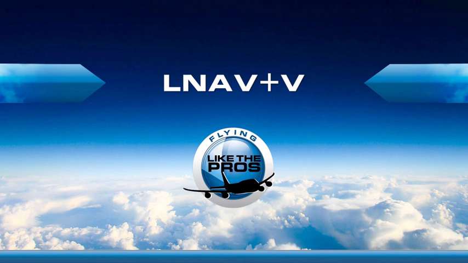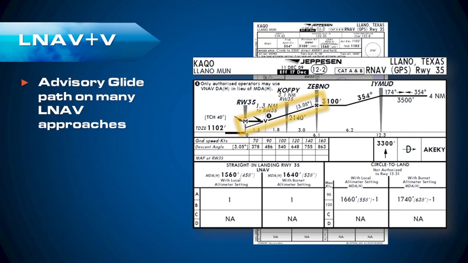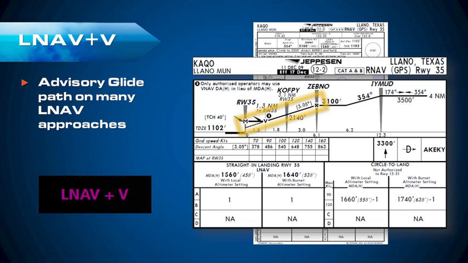So let's look at LNAV plus V, which Peter and I are in agreement is a confusing feature of the G1000 and gets pilots into serious trouble. If we look at the Llano, Texas RNAV runway 35 approach, you can see here is an advisory glide path, which you will often see published on non-precision approaches to give you a stable descent above the step-down fixes to the visual descent point. Now the G1000 has these advisory glide paths in its database and will provide you with vertical guidance whenever it enunciates LNAV plus V. But just remember, you are still using the LNAV non-precision minimums even though you are getting vertical guidance.